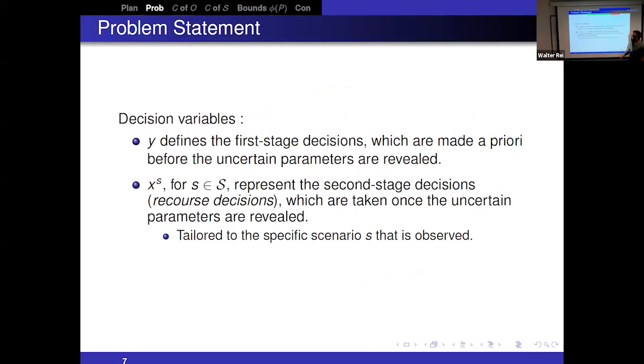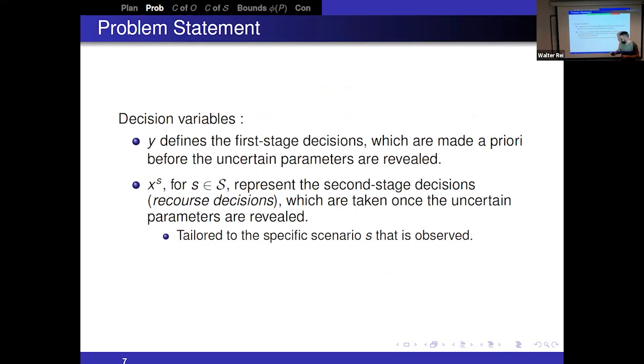So first stage decisions represented by y, right? So these are made while facing all the uncertainty. And then, well, for each S, each scenario in your set considered, you have XS, which are the recourse decisions, how you react if that scenario is observed.